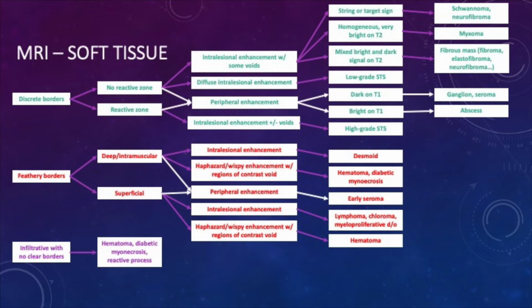Then again, we want to know a little bit about the location, if it's deep or superficial to the investing muscular fascia. We want to know what the enhancement pattern is. We want to know a couple other things about the intensity on the various sequences, and that's how we're going to come up with a differential diagnosis. You can see again here, we get to a differential diagnosis for many of these, but we don't get to an actual diagnosis. That's where pathology comes in, where you will need a tissue sample to prove which one of these things it is.